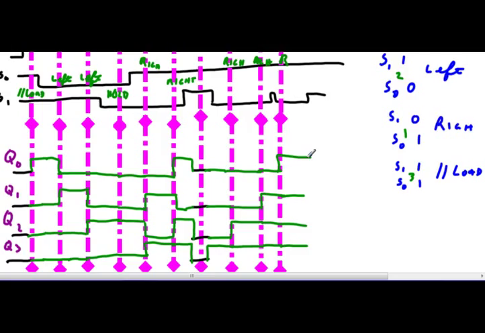So I can have a parallel load, a shift right, or a shift left, and I can change them in the middle of the stream. What does the parallel load actually do? It brings in all the data, Data 0, 1, 2, 3, and puts it at Q0, 1, 2, 3.